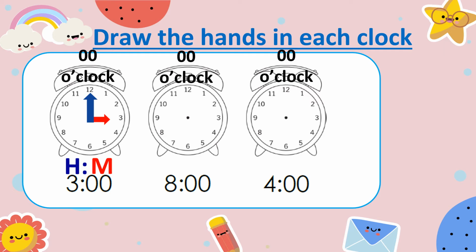Here 8:00, 8 for hours, 00 for minutes. So in hours the short hand points to 8. In minutes the long hand points to 12. Here 4:00, 4 for hours, 00 for minutes. Okay, let's draw 4 hours. So the short hand points to 4 and the long hand in minutes points to 12.